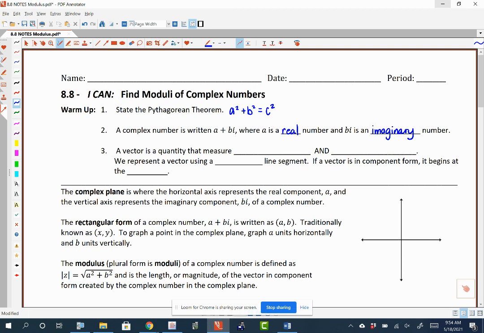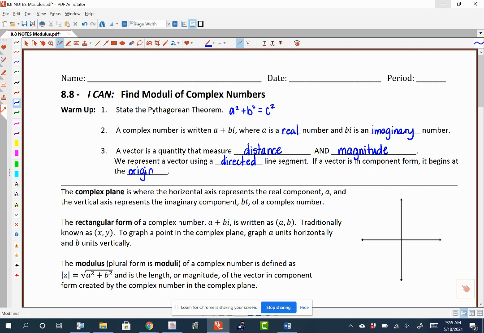Number 3, a vector, which takes us clear back to secondary 1. A vector is a quantity that measures distance, so we can find an actual length of that, and magnitude. Last year we found both of these. Remember, we represent a vector using what's called a directed line segment, so we have an arrow on it, kind of like a ray. It would have to start in one location and go in a direction. And we say a vector is in component form if it begins at the origin.